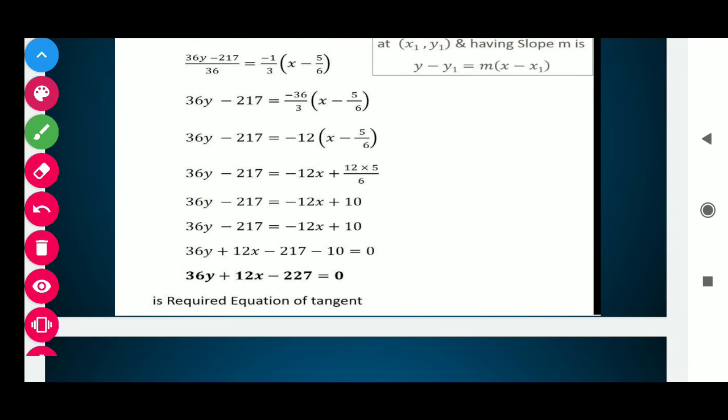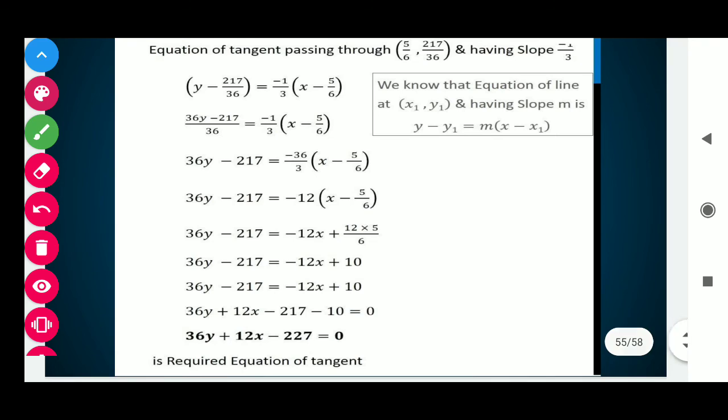So students, hopefully you understood today's questions. That's really a very easy method to calculate the slope of an equation. And here we need to find the equation of the tangent.